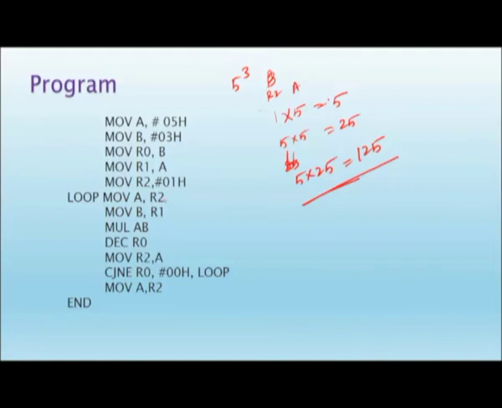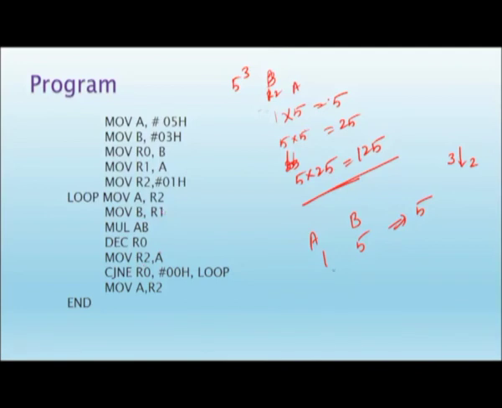So, first the value is temporarily moved, 1. Then MOV A, R2 means the R2 value is 1. So, the accumulator value is 1, then the B value is 5. After that, I am multiplying 1 into 5, and I will get 5. Now, I am decrementing the R0 value, so R0 is reduced from 3 to 2, then the accumulator value is moved to R0 for the repetition process.